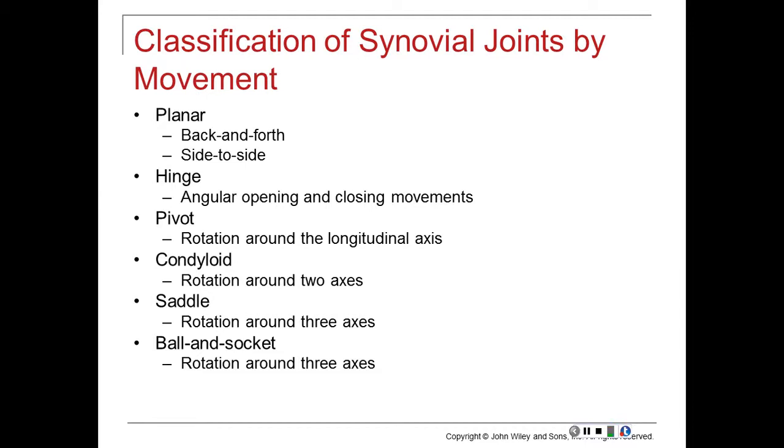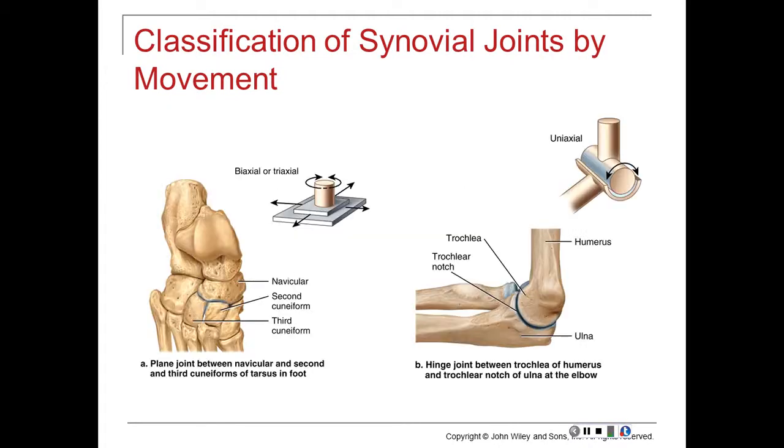A condyloid would be where you rotate around two axes. Think about moving your thumb. When you move your thumb around, you're kind of rotating it up and down and back and forth at the same time. A saddle joint would be where you're rotating around three axes. Same with a ball and socket. They just have different structural formations. So we'll look at these.